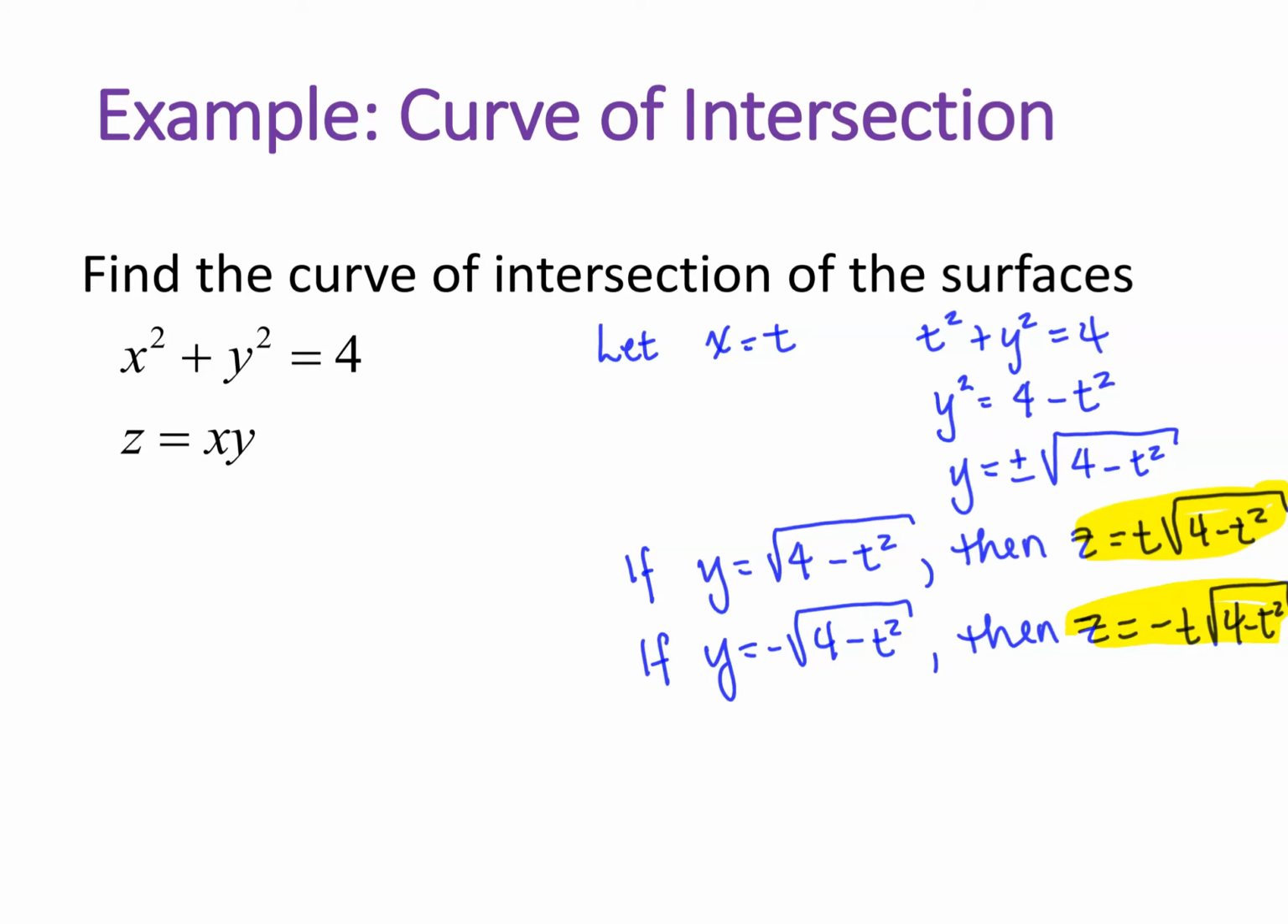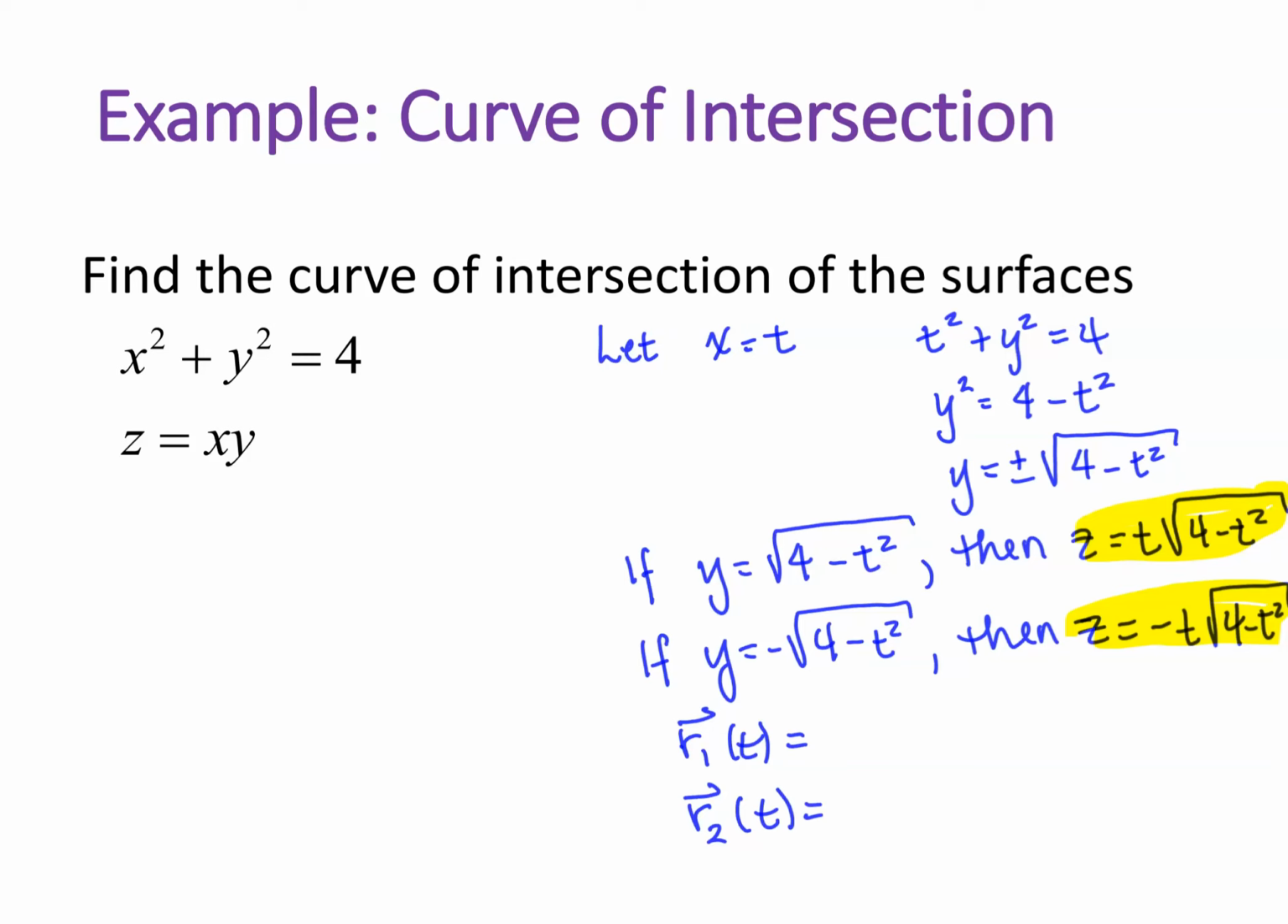So what would that possibly look like? Well, we could have two curves, perhaps called r1 and r2. In these vector-valued functions, we would have our x component, which we said at the beginning of the discussion would equal t. Then we have two options for y, so we'll take the first one, the positive square root, the square root of 4 minus t squared. And then the corresponding z value would be t times the square root of 4 minus t squared.